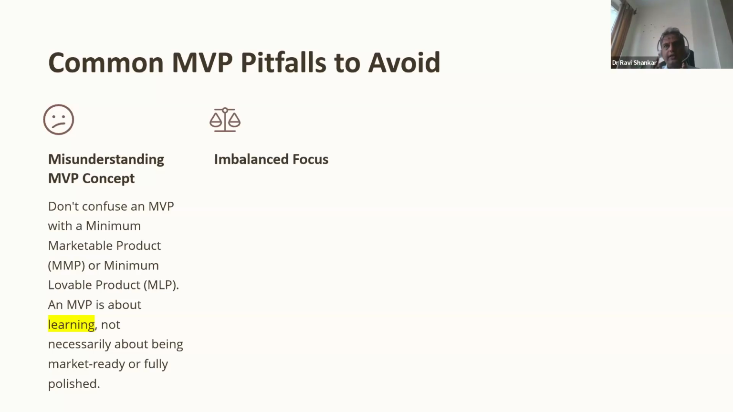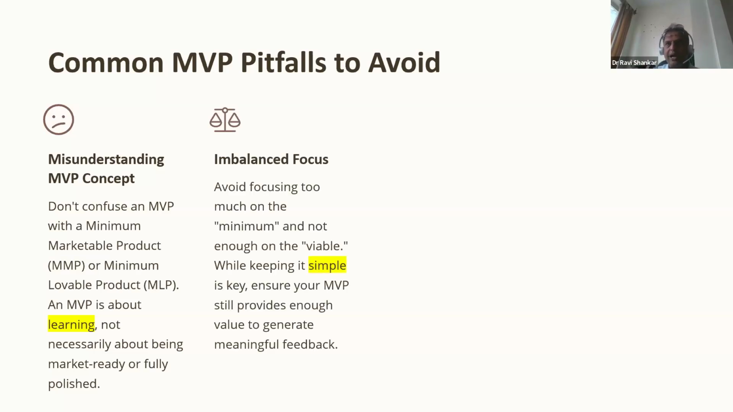The second roadblock, or headwind, you'll face is that of imbalanced focus. Balancing is more of an art than a science. What is the balance or imbalance we are talking about? The balance between minimum and viable. Remember, MVP has three words: minimum, viable, product. If you are able to strike a reasonable and fair balance between minimum and viable, then you would have achieved it. But it's easier said than done.